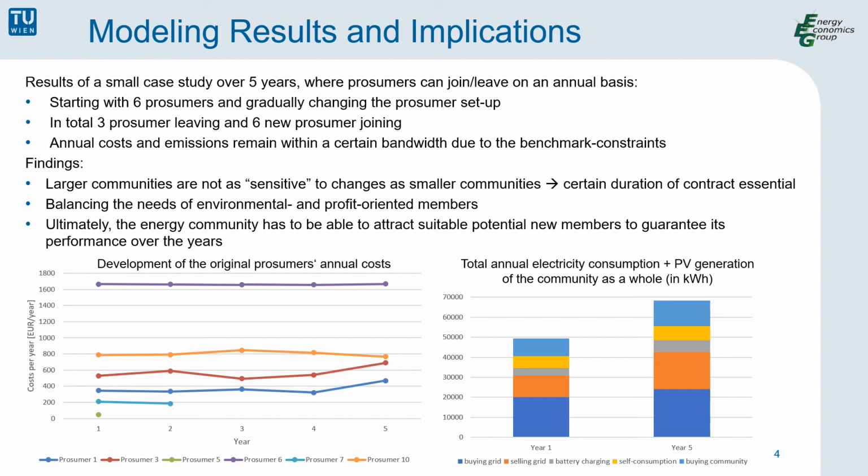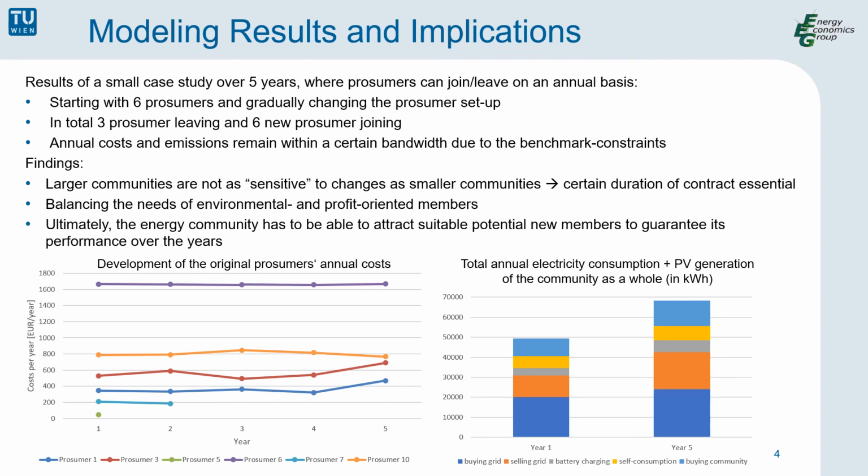The results of a small case study can be seen below. We start with 6 prosumers, and over the period of 5 years, prosumers are leaving and joining. The figure on the left indicates the annual costs of the original prosumers progressing over time. The costs remain within a certain bandwidth as desired. When we compare year 1 and year 5, we can see that even though the community grew in size, the structure is still similar.